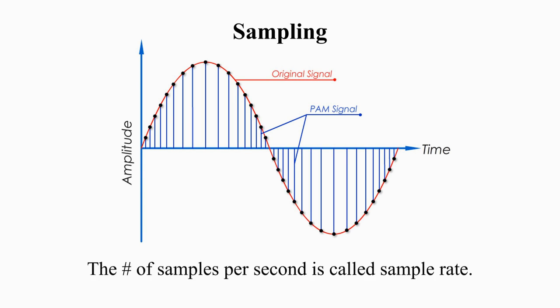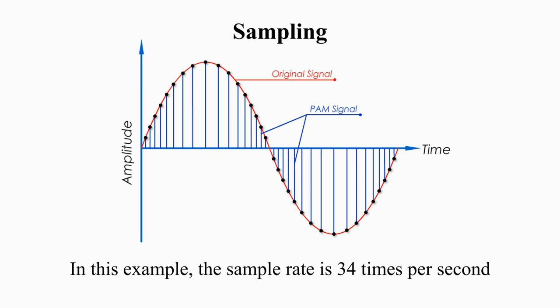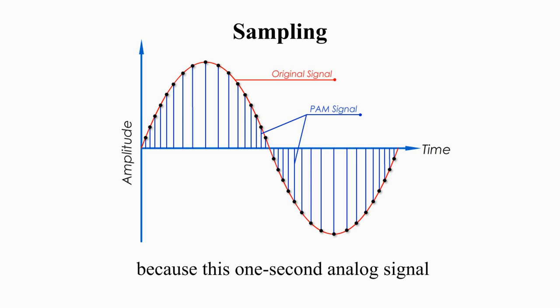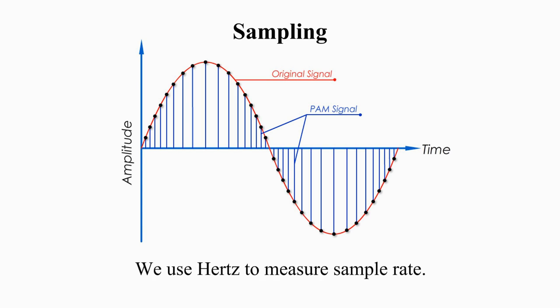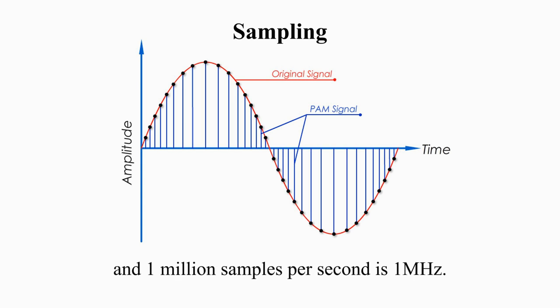The number of samples per second is called sample rate. In this example, the sample rate is 34 times per second because this 1 second long analog signal is sampled 34 times. We use hertz to measure sample rate. For example, 1 sample per second is 1 hertz. 1,000 samples per second is 1 kilohertz, and 1 million samples per second is 1 megahertz.